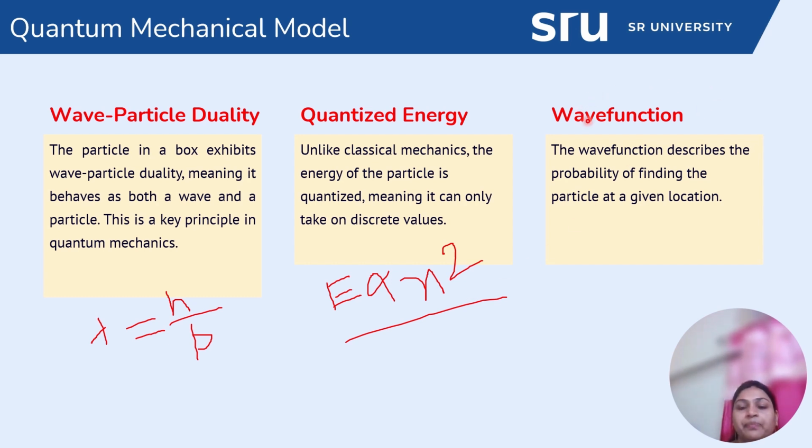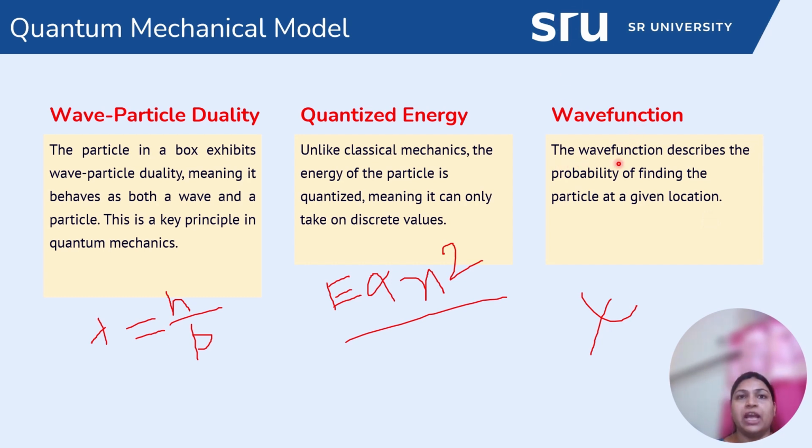And the third part is the wave function. Basically, the wave function is nothing but a mathematical function, typically denoted by psi. It is also a function of position and time t, and it describes the quantum state of a particle or a system. The wave function tells us the probability of finding the particle at a given location.